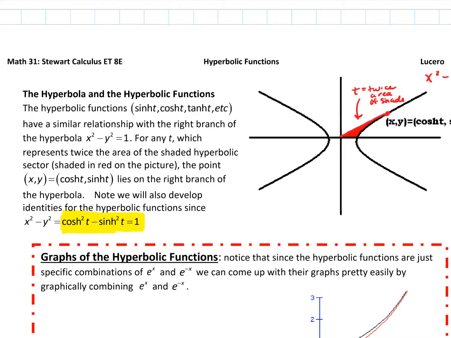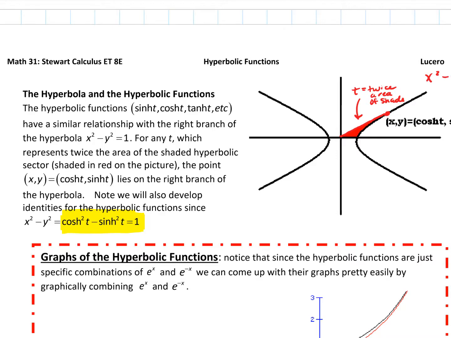So it turns out that cosh squared of t minus sinh squared of t is equal to 1. The hyperbolic cosine squared minus the hyperbolic sine squared equals 1. Whereas with the trig functions, when you add cosine squared plus sine squared, you get 1 because it's connected to the unit circle. But when you take hyperbolic cosine squared minus hyperbolic sine squared, you get 1 because these hyperbolics are connected to the unit hyperbola.